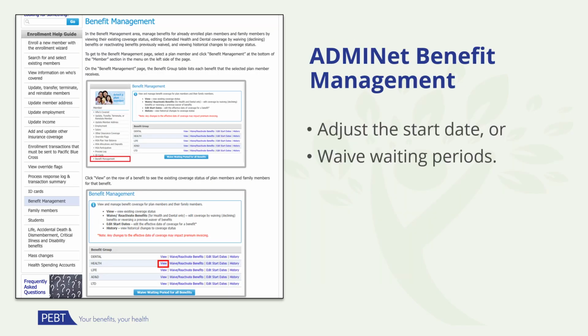Regardless of which enrollment method you use, AdminNet provides support for a variety of functions. If AdminNet is not set up or cannot be set up to calculate the correct effective dates for every benefit due to different waiting periods, use AdminNet's Benefit Management function. Here, you can edit benefit start dates or waive waiting periods. Instructions for how to use these functions can be found in the AdminNet Enrollment Help Guide.